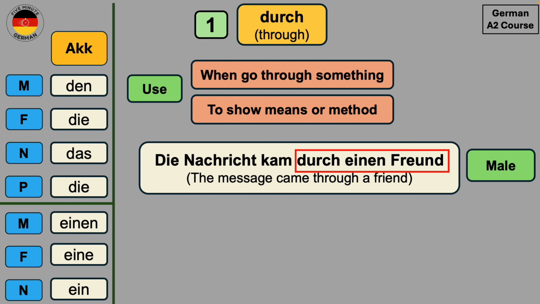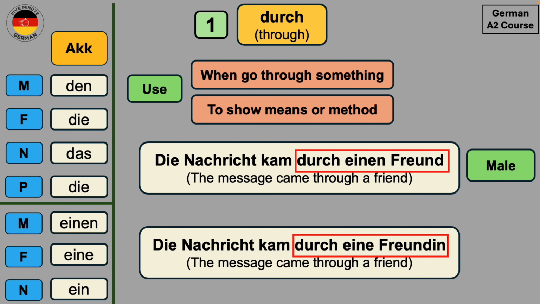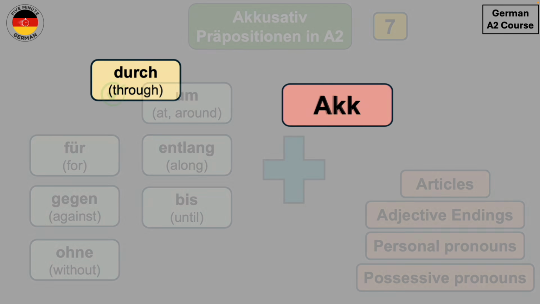If it was a female friend, then we can say, Die Nachricht kam durch eine Freundin. The message came through a female friend. So Freundin is a female friend. So this is how you can use durch.